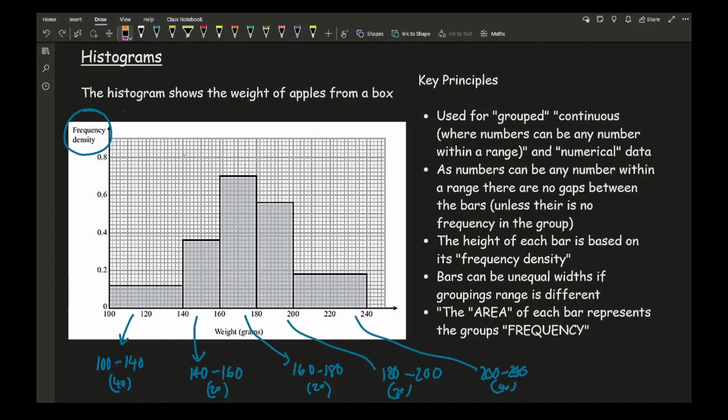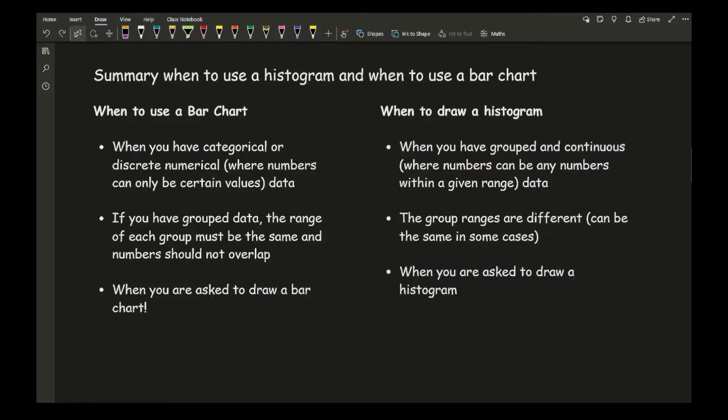It's to look at the spread of data rather than seeing which one's more popular, like a pie chart, let's say. So let's just have a quick summary of when to use a histogram and when to use a bar chart. Now, when to use a bar chart. You use a bar chart when you have categorical or discrete numerical data. And again, the definition of discrete is basically numbers that can only be certain values. So in other words, whole numbers, I would say, for a bar chart.